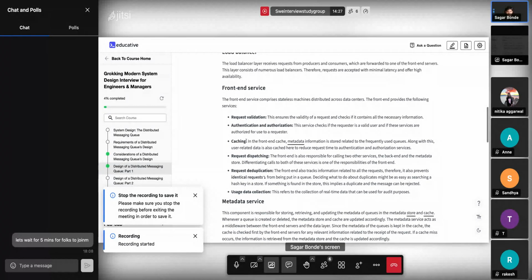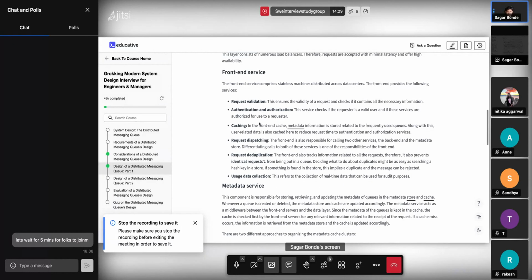Okay, so about front end service. In front end service, we were talking about auth, caching.